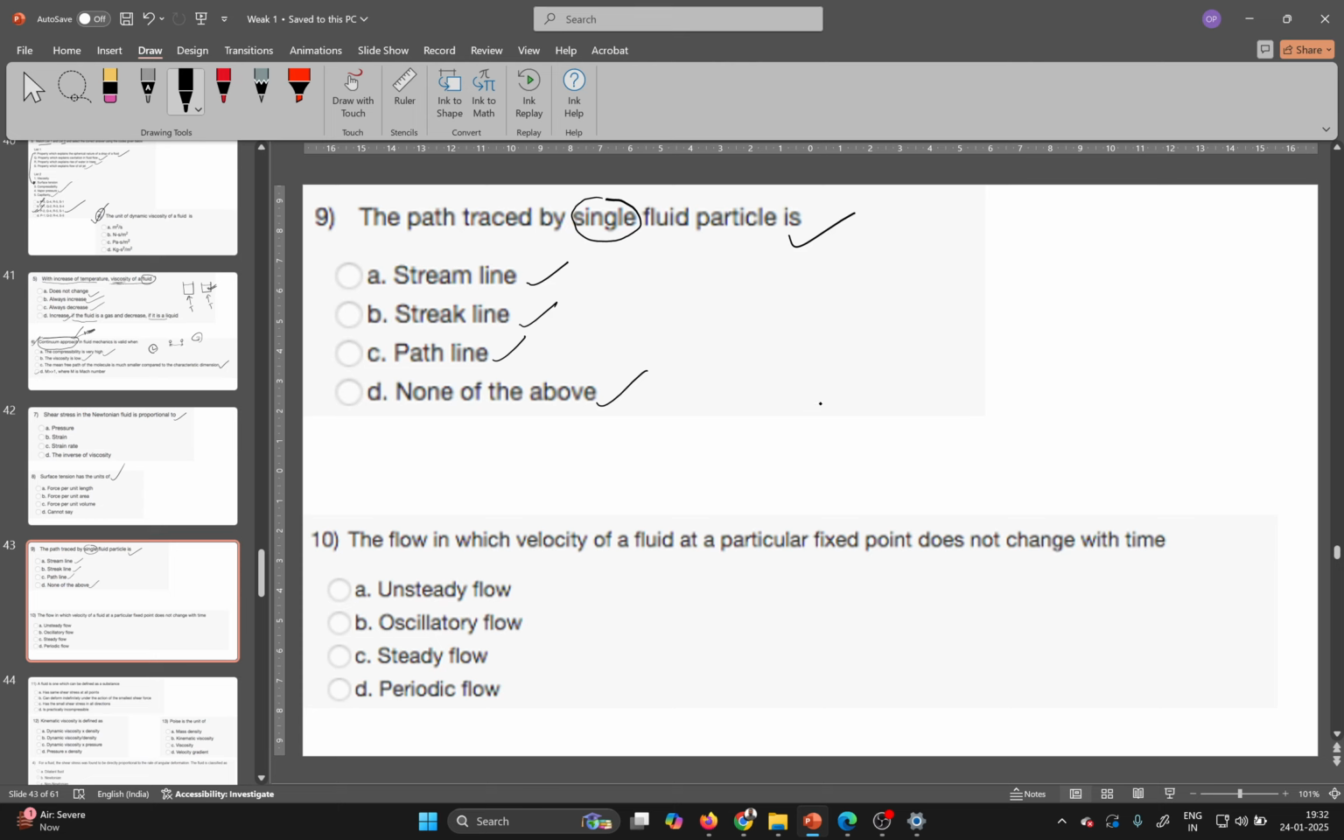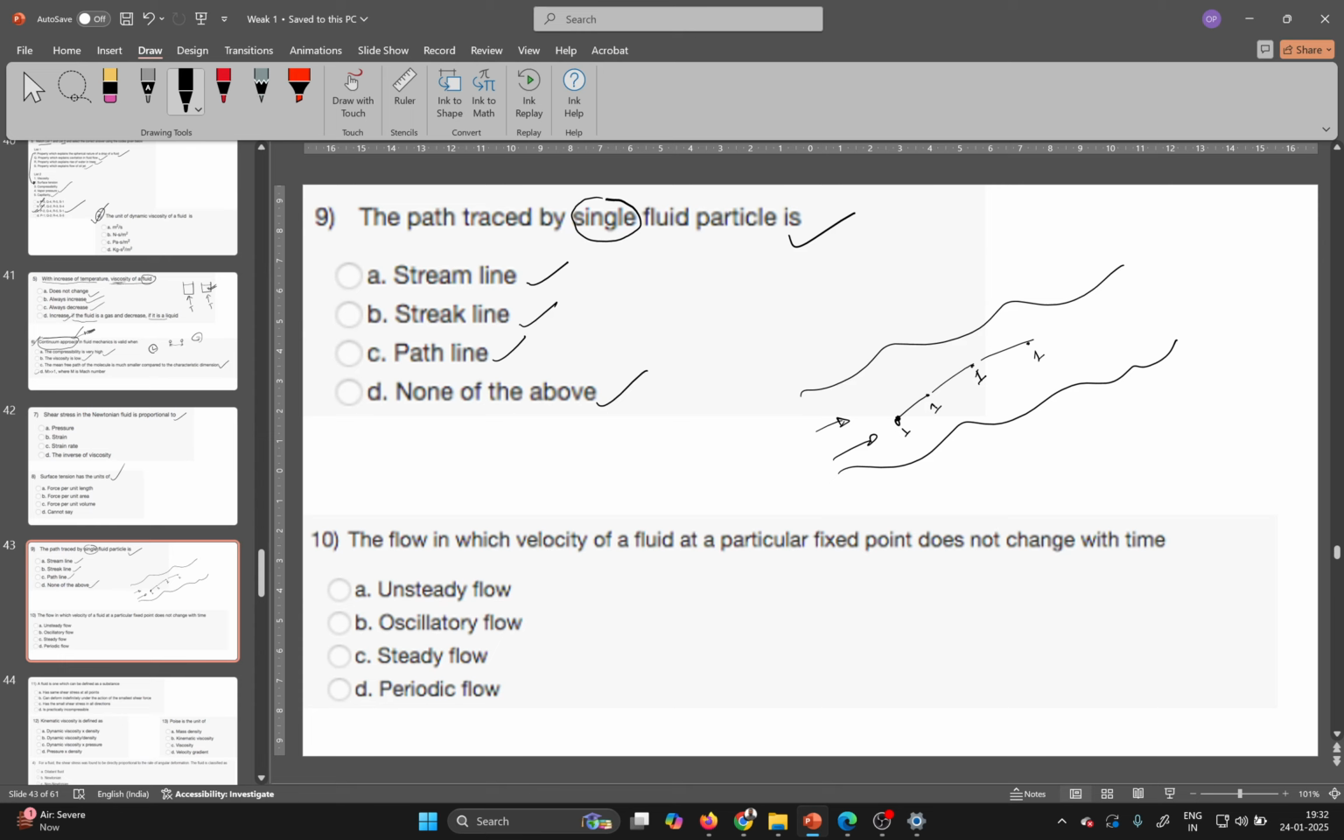Let us suppose this is the fluid domain, and the fluid is moving, so the path line is the trajectory of one fluid particle. Let us suppose the number 1 particle is moving in the fluid domain like this. So this path is known as the path line.